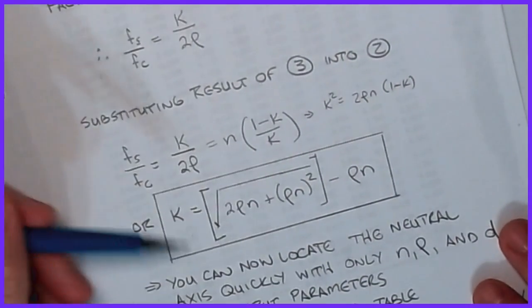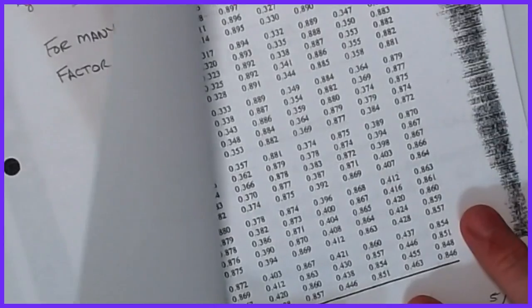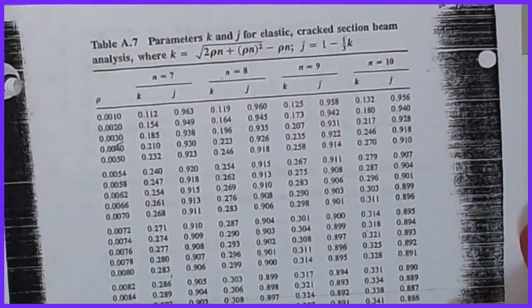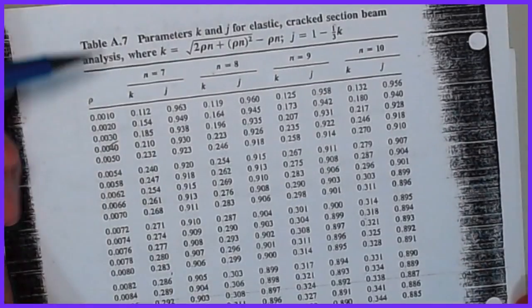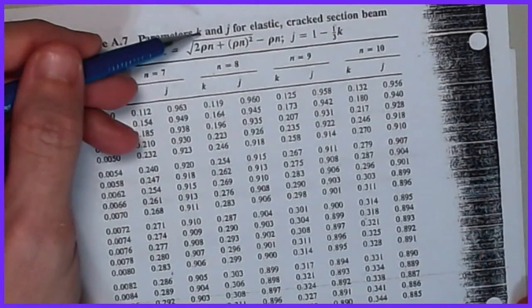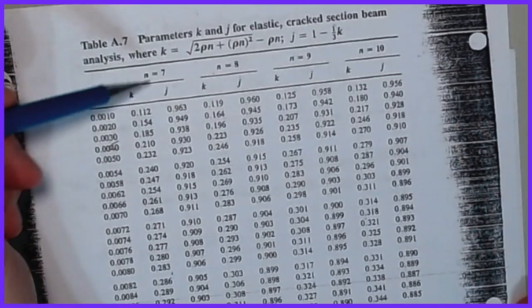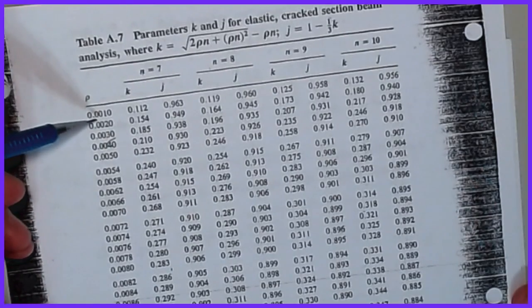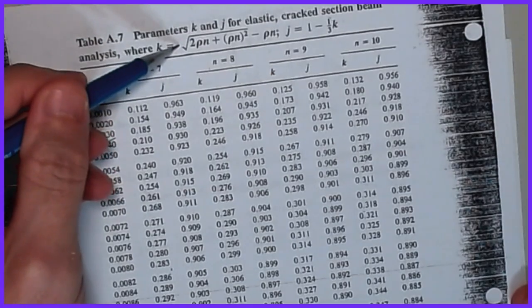So it's easy enough to plug this into your calculator and calculate K directly. In the old days, dating myself here a little bit, we would tabularize a lot of this stuff, and so it's not uncommon to see this in some of the more popular design manuals or design books. But all they've done is basically relate K and J to each other, because it turns out that J is related to K as well. For any given N value, 7, 8, 9, or 10 on this, and for any rho, I can read off what the K value is. And all that is simply plugging into this formula that we just derived.